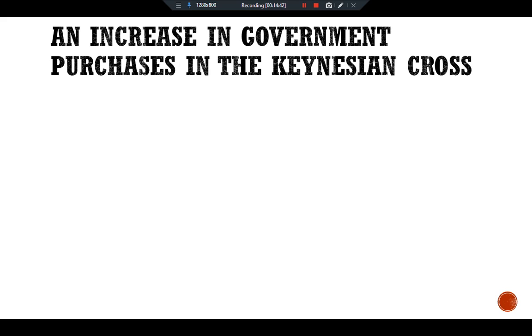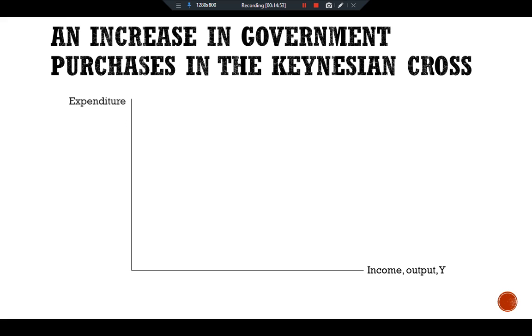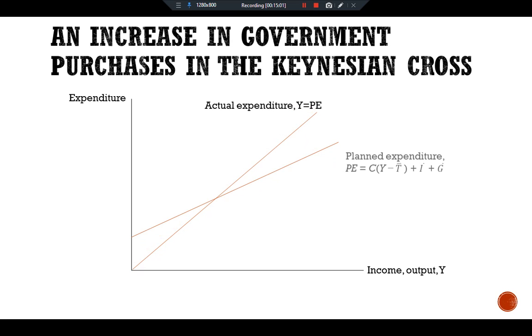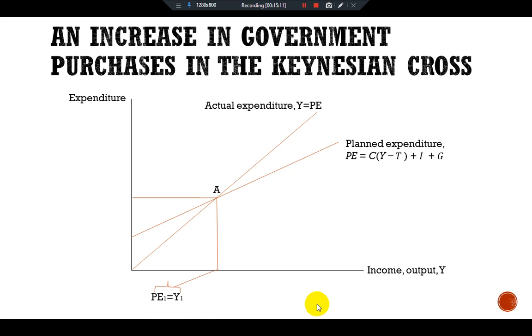An increase in government purchases in the Keynesian cross. We have income on the x-axis, expenditure on the y-axis, and a 45-degree line that represents actual expenditure. Here the intersection of actual and planned expenditure is our equilibrium point. At this point, income is equal to planned expenditure, and we have PE1 equal to Y1.